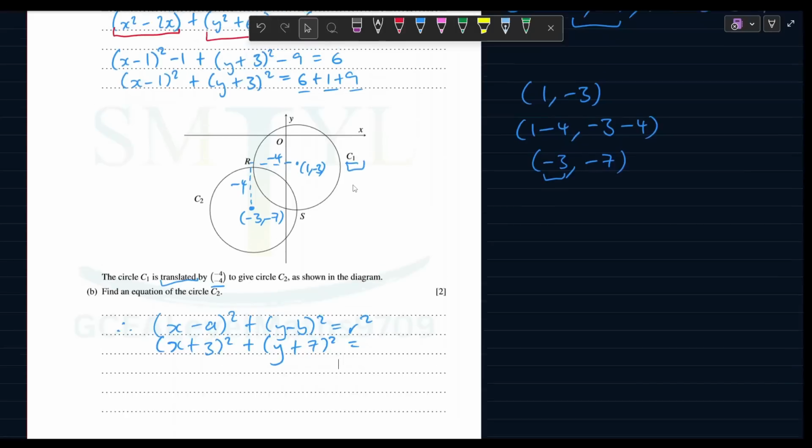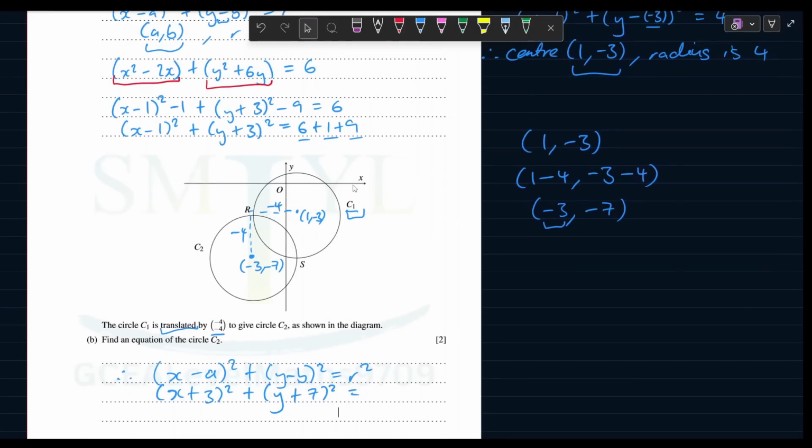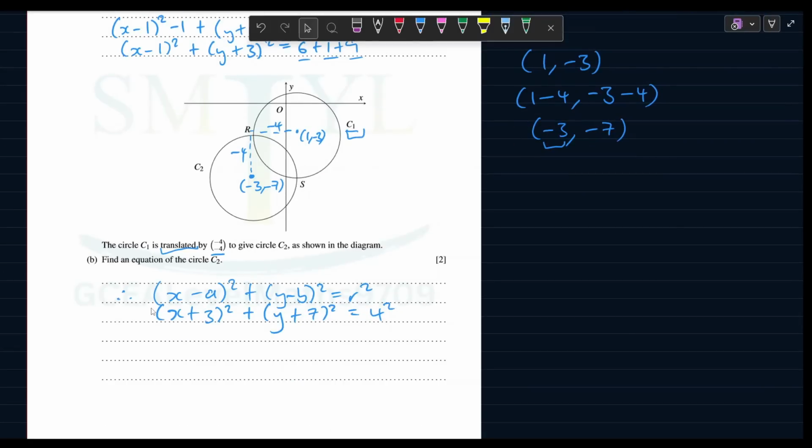The radius is going to be the same as the radius of C1 because the only transformation was a translation. So our radius is 4. So this is equal to 4 squared. So we can give that as our final answer.